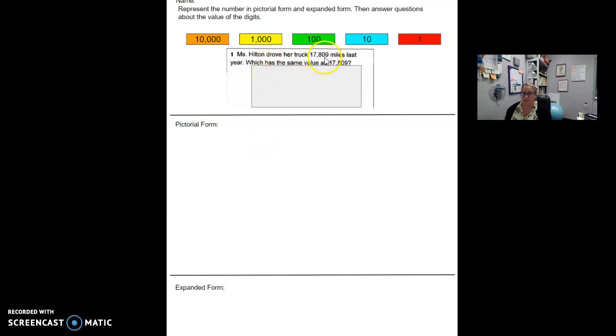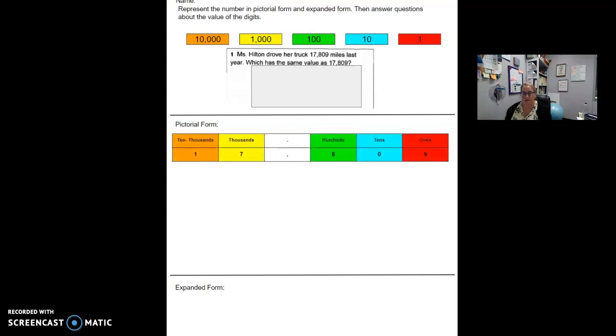So 17,809 miles. The first thing I'm going to do is my pictorial form. And again, I like to keep it organized with my place value chart. So I'm going to drop in my place value chart, and I've already filled in our number, 17,809. Now, from that, I'm going to use my place value discs to help me build the number.